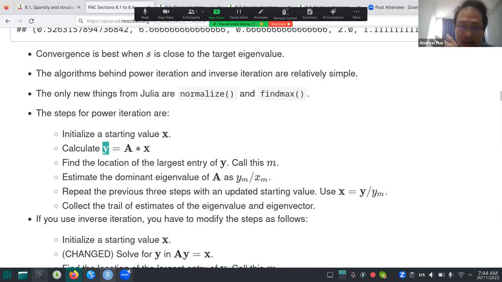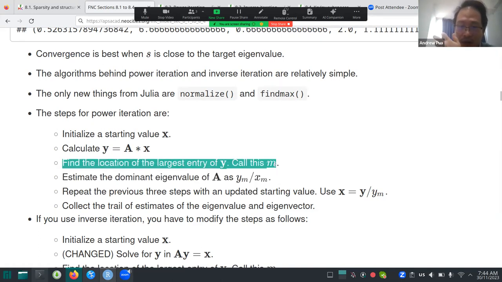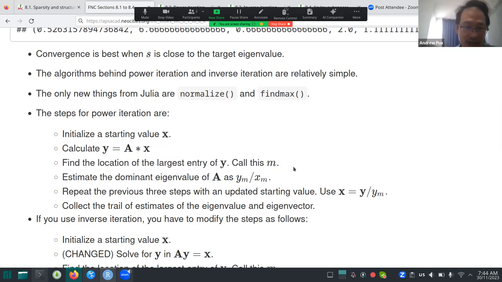What is not very obvious to me is why we should look at the location of the largest entry, when you could choose any other location and estimate the eigenvalue in pretty much the same way. But I guess the idea is that if you want the dominant one, it might make sense to look at the location of the largest entry. So that's how I could rationalize it.